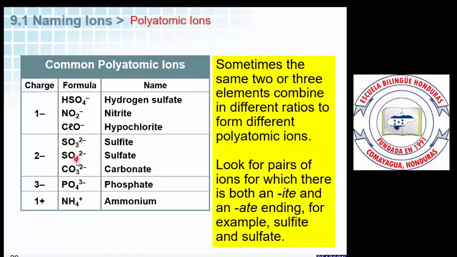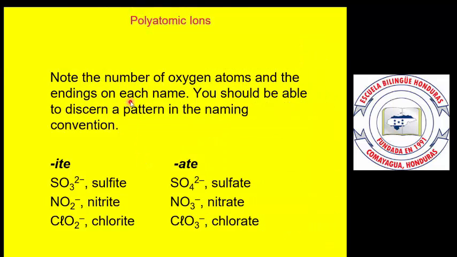And you have to compare these 2 polyatomic ions. The difference is the atoms of oxygen. In this case the subscript number is 4, and we call it sulfate. The ending is ATE. Okay, polyatomic ions. Note the number of oxygen atoms and the endings of each name. You should be able to discern a pattern in the naming convention.